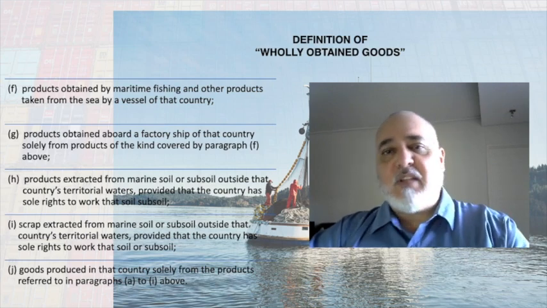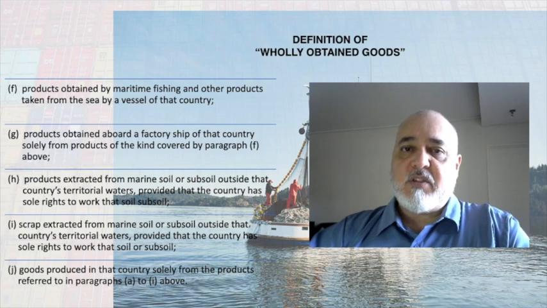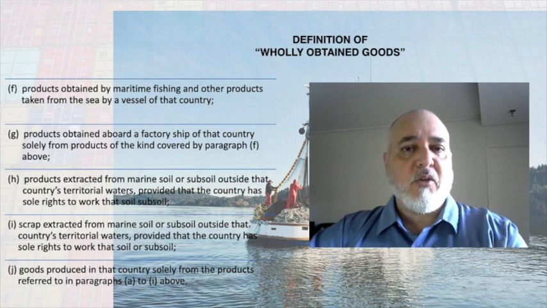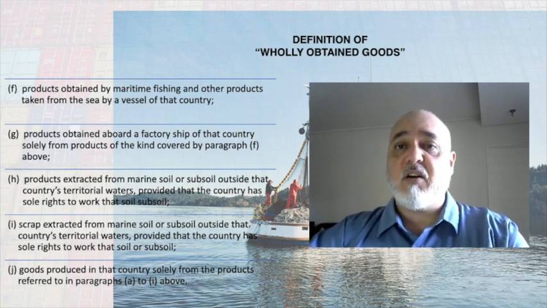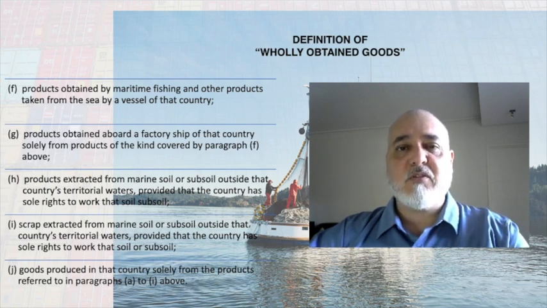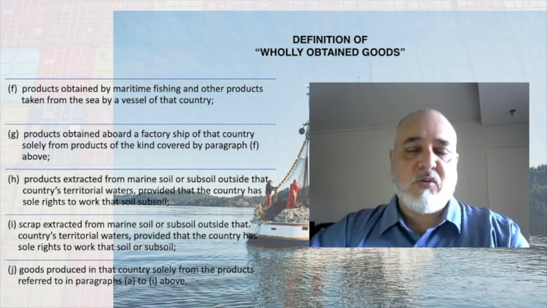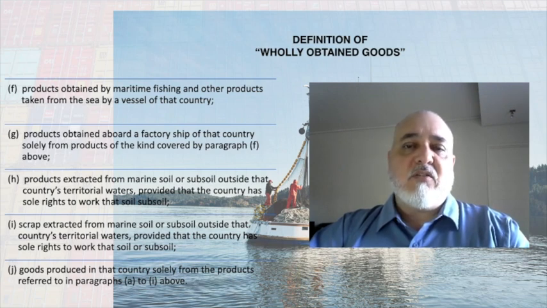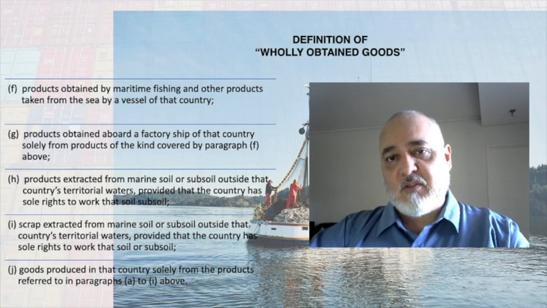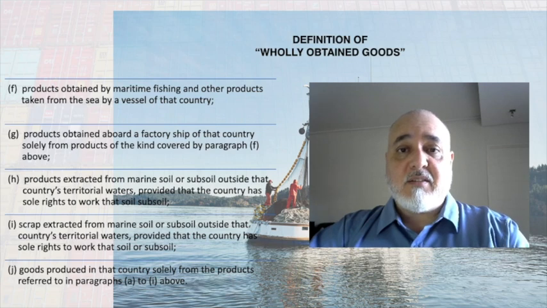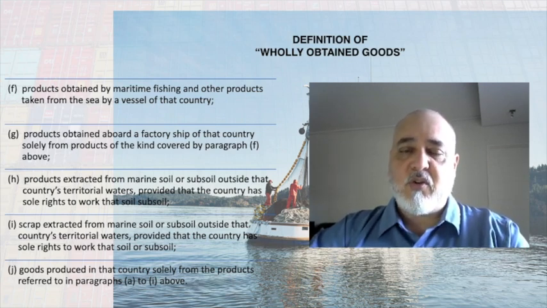Other types of goods that fall under the definition of wholly obtained include products obtained by maritime fishing and other products taken from the sea by a vessel of that country. Product obtained abroad, on a factory ship of that country solely from product of the kind covered by paragraph F you see above, and product extracted from marine soil or subsoil outside that country's territorial waters, provided that the country has sole right to work that soil or subsoil.